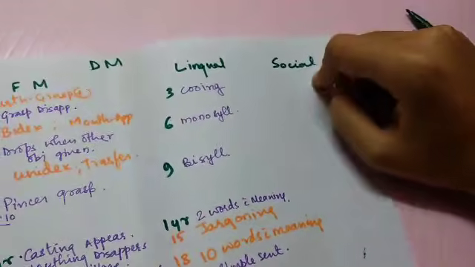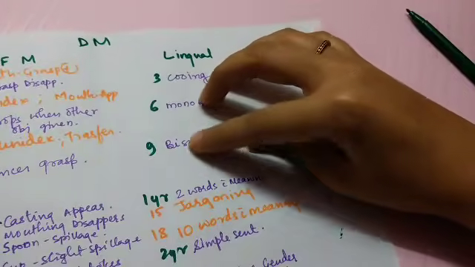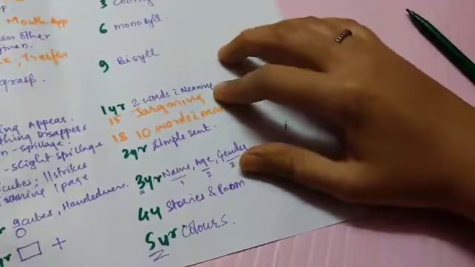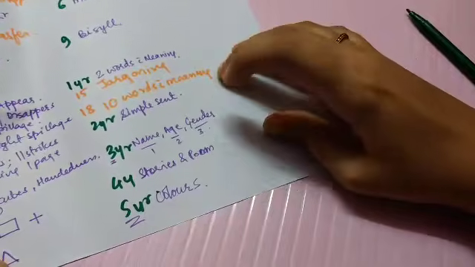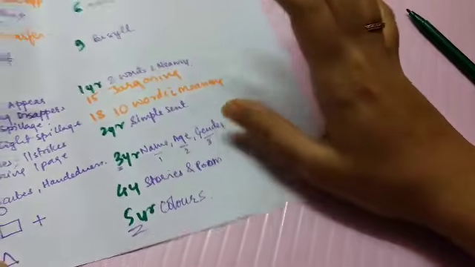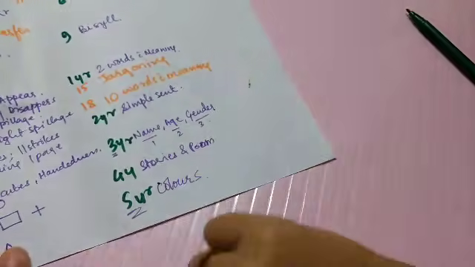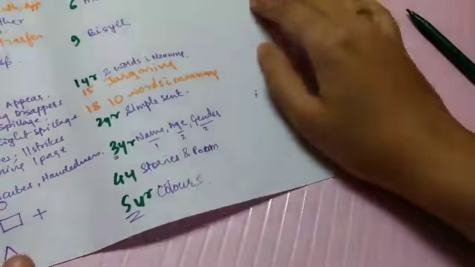So take a quick look at lingual: cooing, monosyllable, bisyllable, 2 words with meaning, jargoning, 10 words with meaning, simple sentences, name, age, gender, and stories and poems and colors. So life becomes interesting at 4-5 years, right?